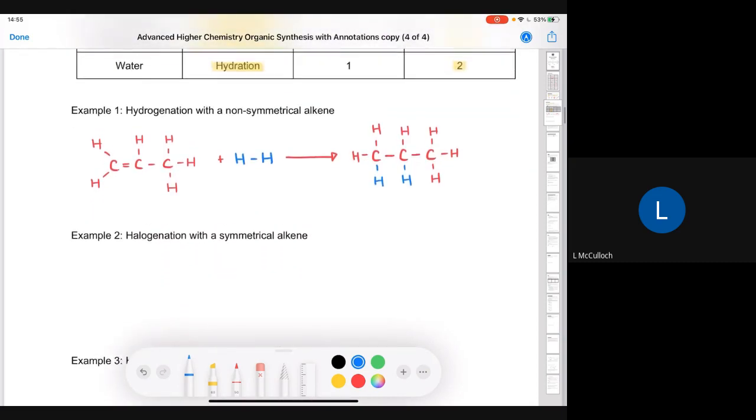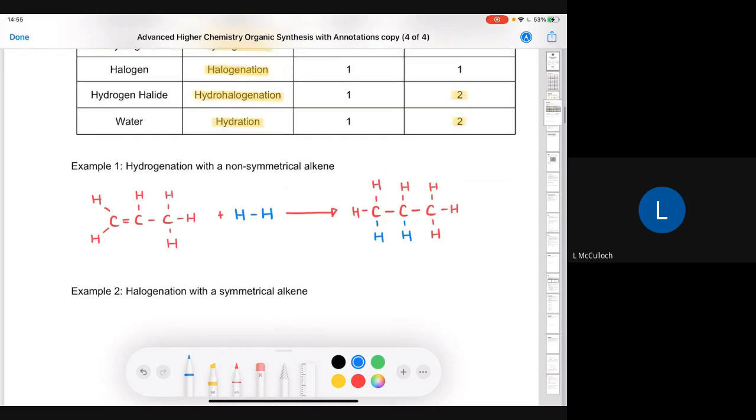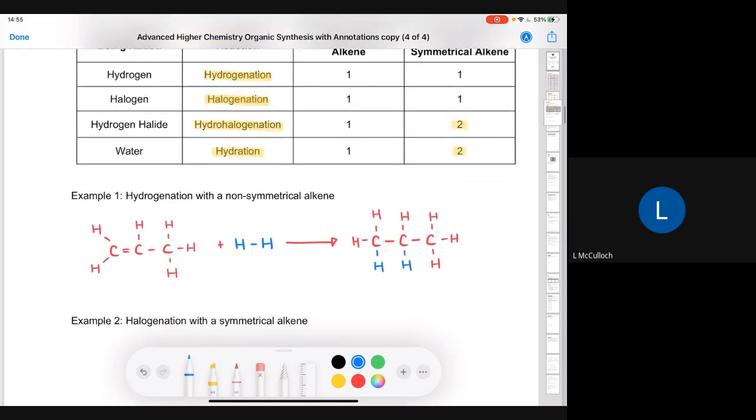Okay, so when we use hydrogenation, no matter whether the alkene is symmetrical or non-symmetrical, we always get one product. That's because it doesn't really matter where you put each of the hydrogens. You're adding the same atom onto each of the carbons, so you're always going to get the same product because there's no possible variation.